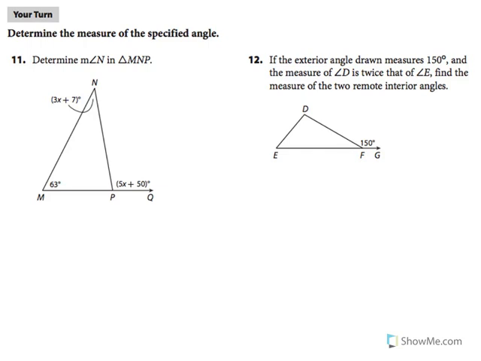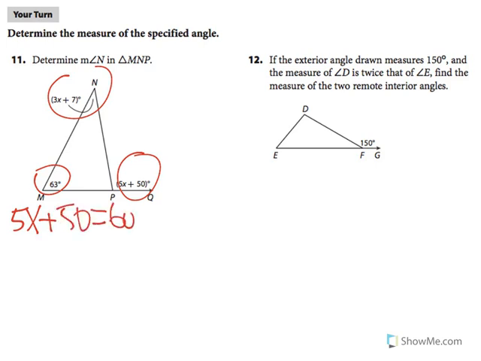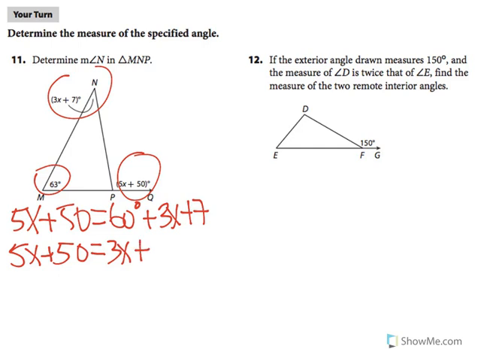Let's go on to our next two examples. Determine the measure of the specific angles. We're looking for the measure of angle N in the triangle MNP. This is our exterior angle, and these are the two remote interiors. We said 5x plus 50 equals 63 plus 3x plus 7.